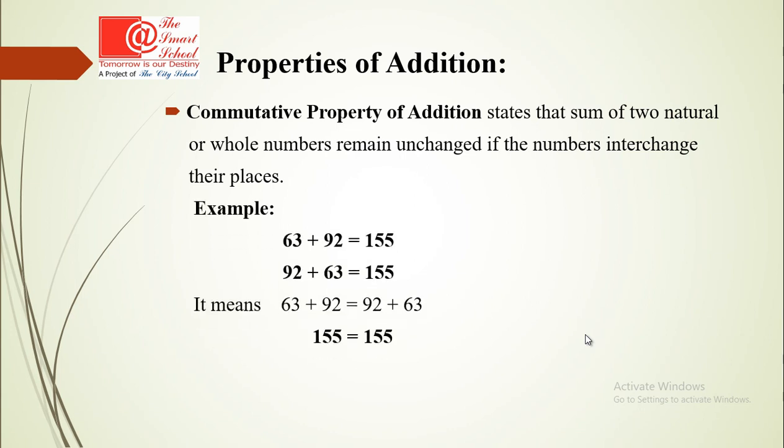Now we will take some more examples. 63 plus 92 is equal to 155. And if we interchange their places, 92 plus 63 is also 155. It means 63 plus 92 is equal to 92 plus 63. So 155 is equal to 155. Now the commutative property of addition is proved.